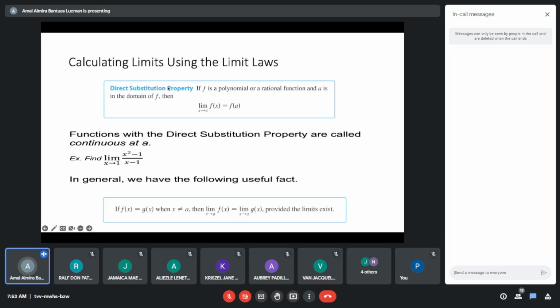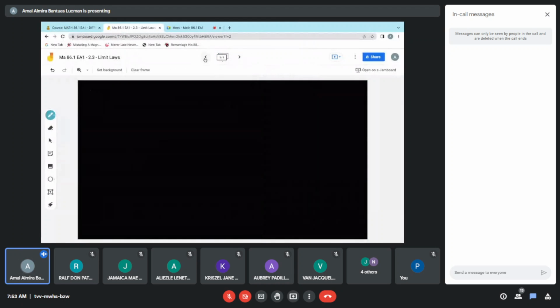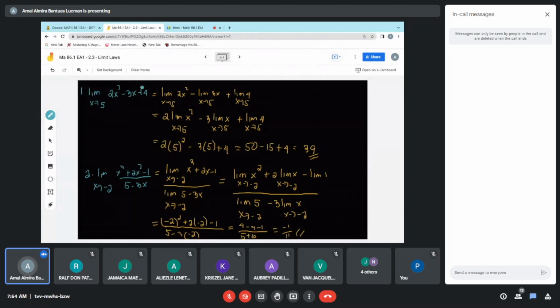Direct substitution property. If f is a polynomial or a rational function, and a is in the domain of f, then the limit of f of x as x approaches a is just equal to f of a. What do you mean by this? Notice that this solution is correct when we use the limit laws.